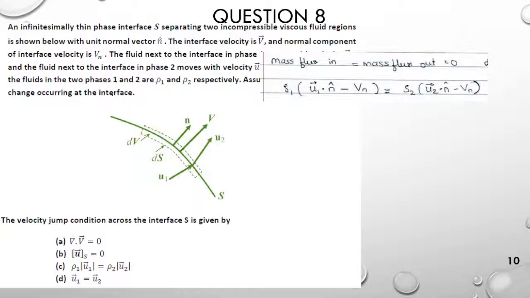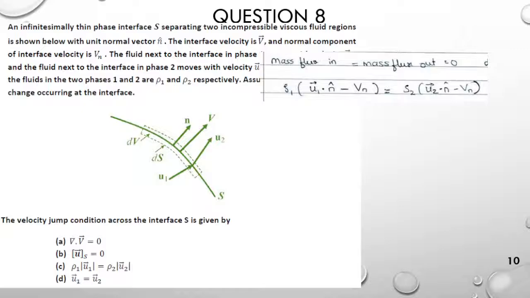Mass flux you can express as rho into velocity. So rho into the effective velocity here, because the interface is moving. So you need to consider u1 dot n minus vn, because the interface is also moving. You need to account for the interface movement by this term, minus vn. Otherwise it would have been just rho 1 u1 dot n if the interface was not moving. Similarly you have rho 2 into u2 dot n minus vn. Since it is an incompressible flow, this will be equal to 0.